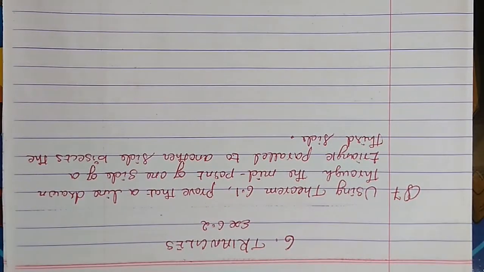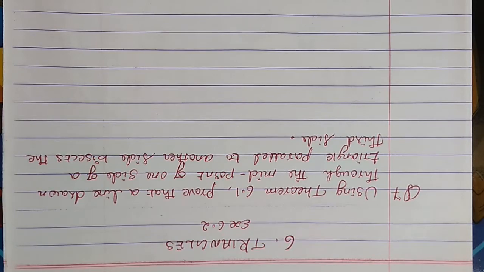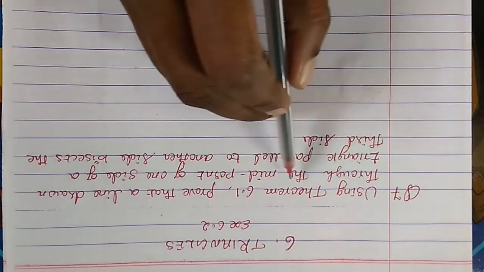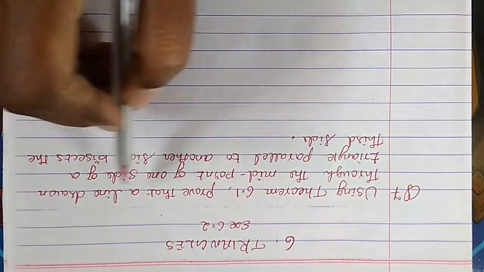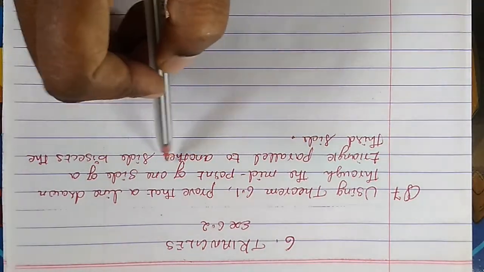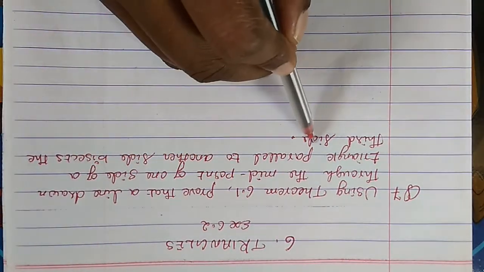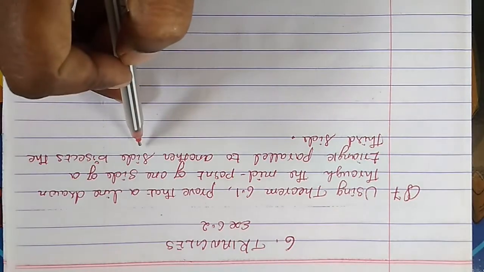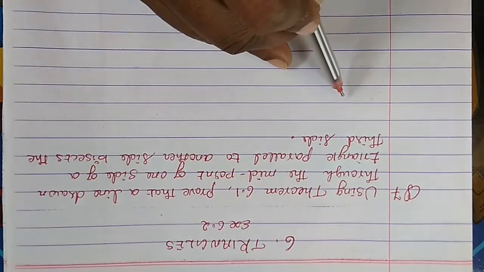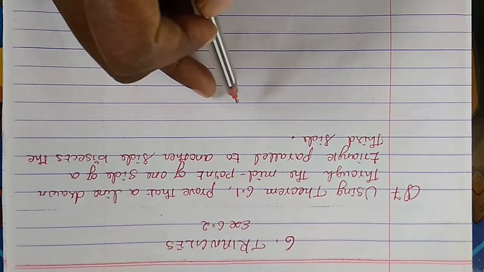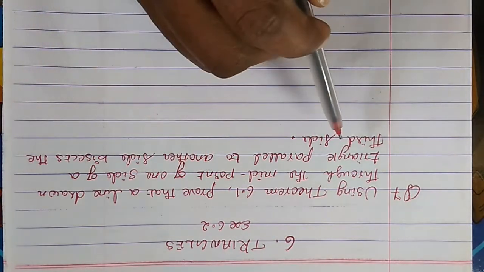Today we are going to study chapter 6 triangles, exercise 6.2 question 7. Using theorem 6.1, prove that a line drawn through the midpoint of one side of a triangle parallel to another side bisects the third side. I'll first explain this with the diagram.